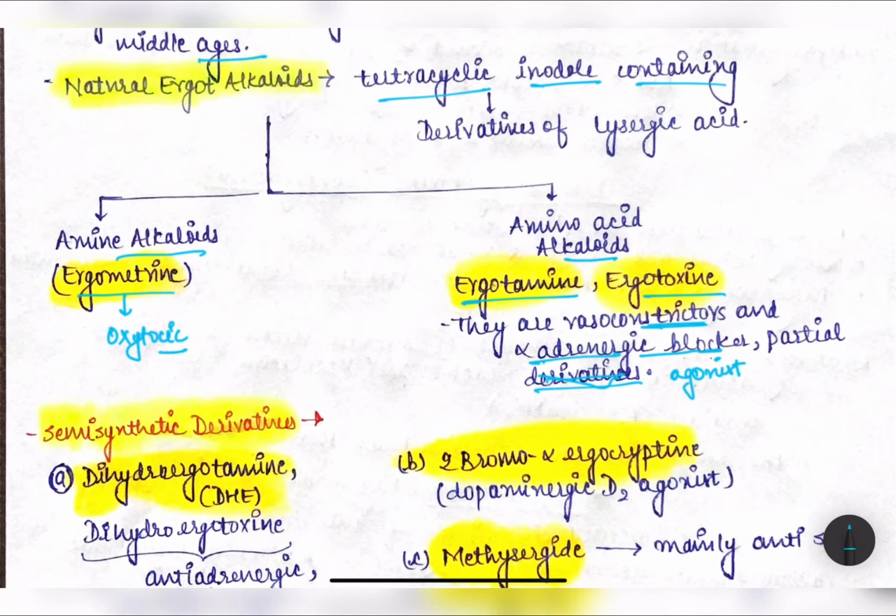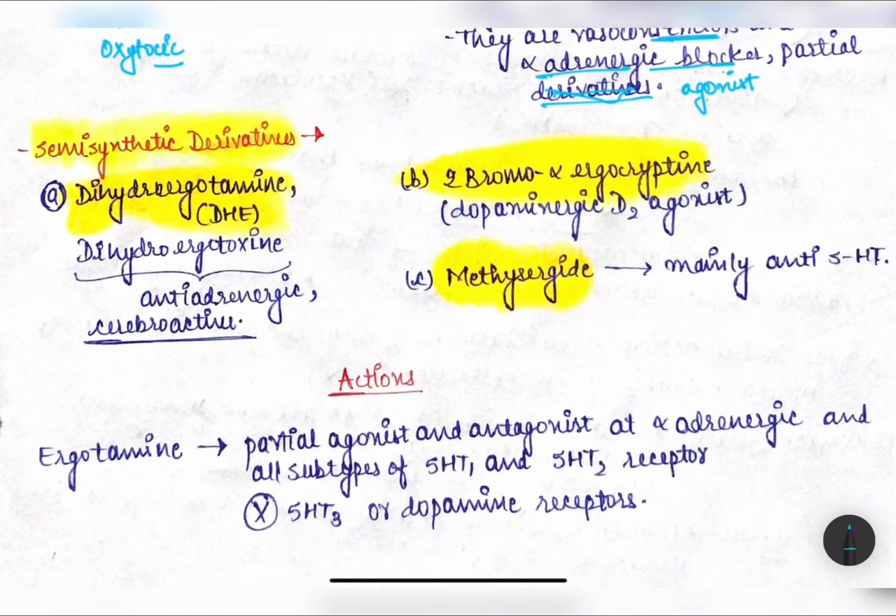Now we will discuss the semi-synthetic derivatives. They are in three classes. One is dihydroergotamine, which is DHE, and we also have dihydroergotoxin, and both of these are anti-adrenergic and cerebroactive. The second class is the bromo compounds. These are 2-bromo-alpha-ergocryptine, which are dopaminergic D2 receptor agonists. And the last is methysergide, which we discussed in the last video, and they are mainly anti-5-HT.